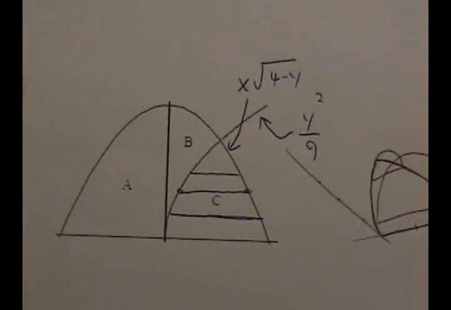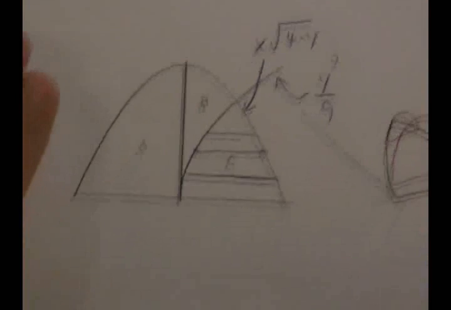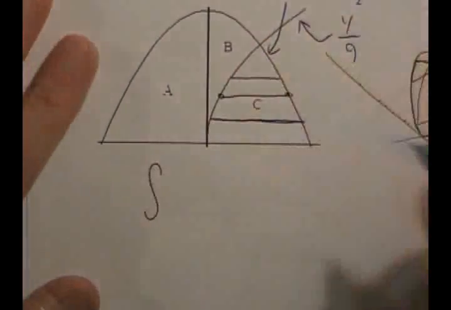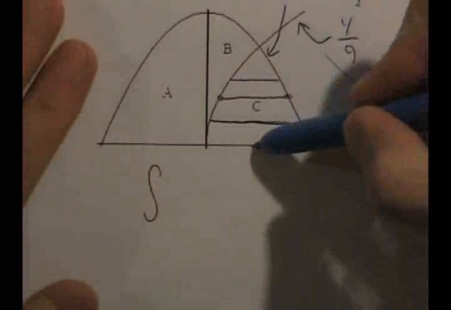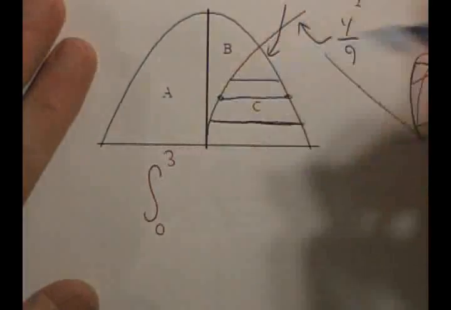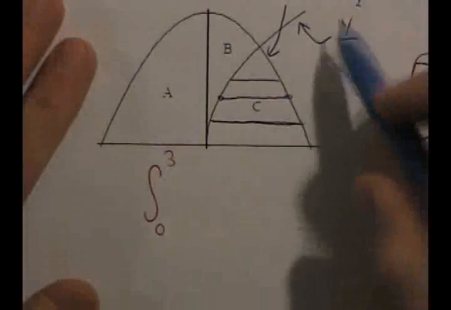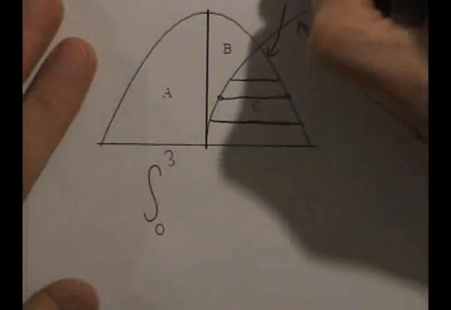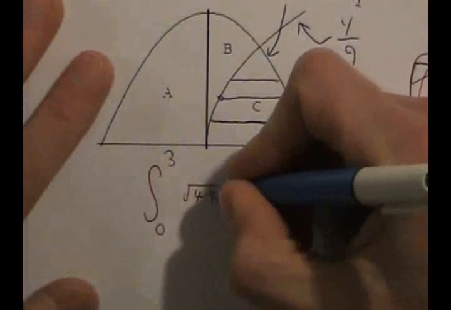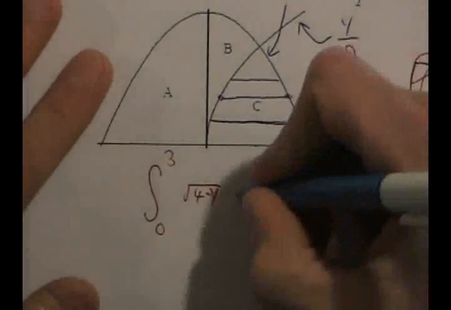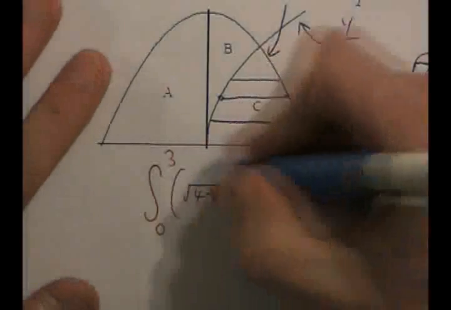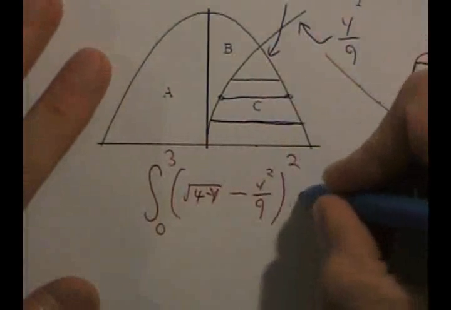So since we're interested in the difference in these two, that's going to be the definite integral. Since it's y values, y varies from 0 to 3, and these lengths will be the function with the larger x coordinate, which is radical 4 minus y, so that's outer, minus y squared over 9. That's the inner, and we want to take those and square it, dy.